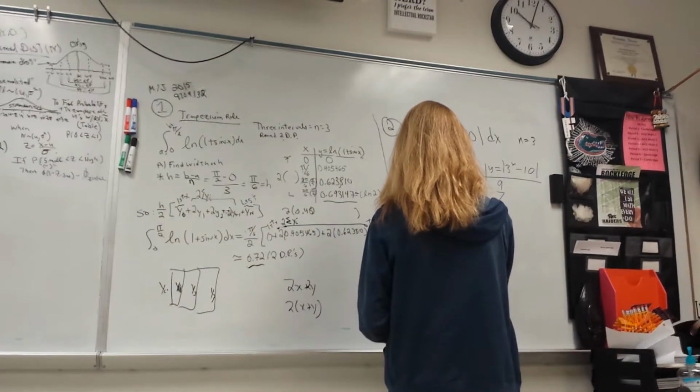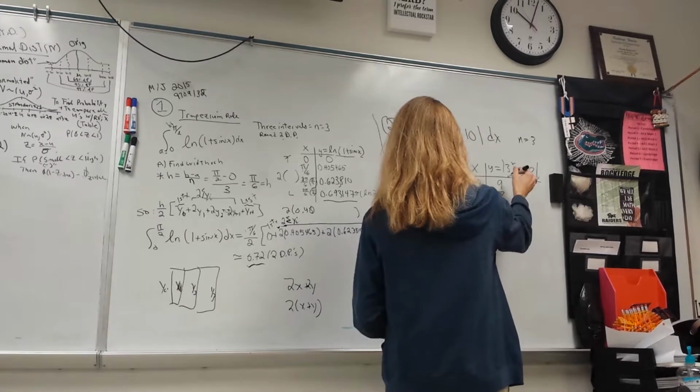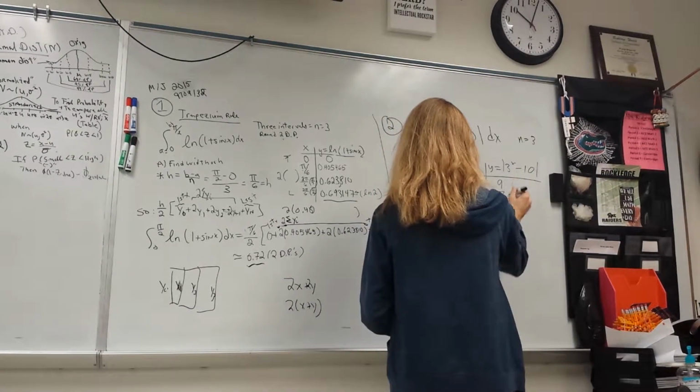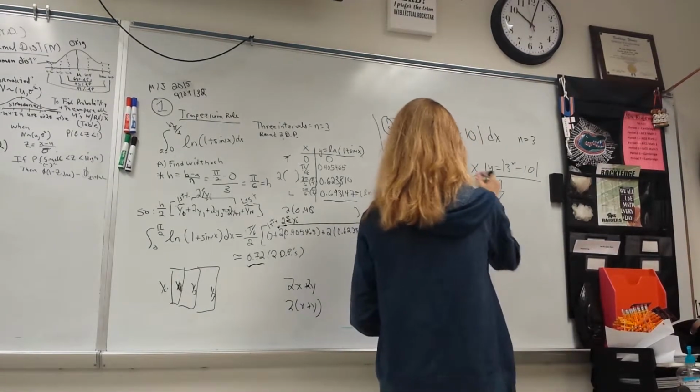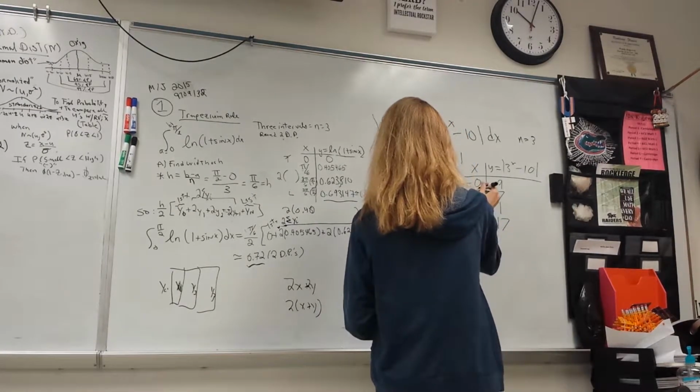Keep going. Then we do the h, which is 1 over 2, times this, and 2 times the middle ones. Label your first and last, that helps out. First, last, and then the middle.